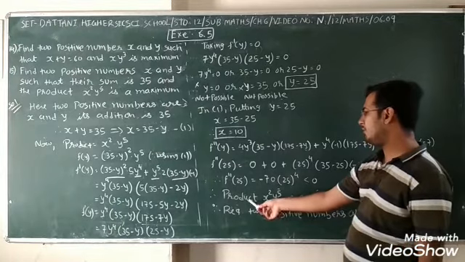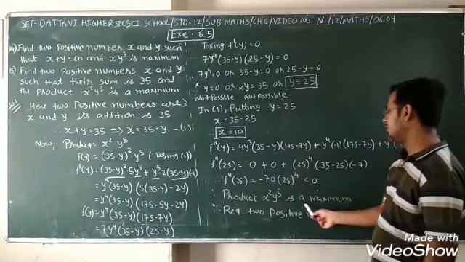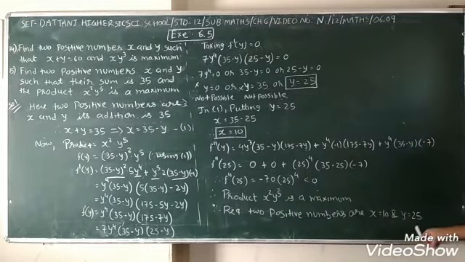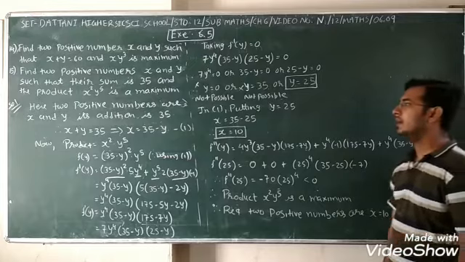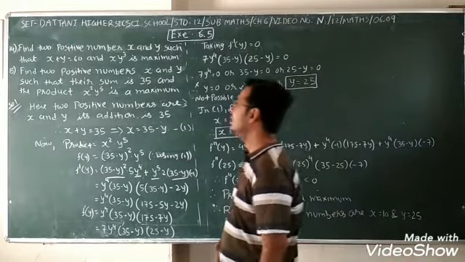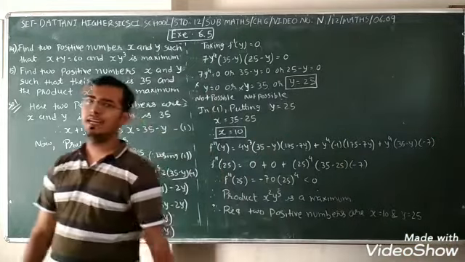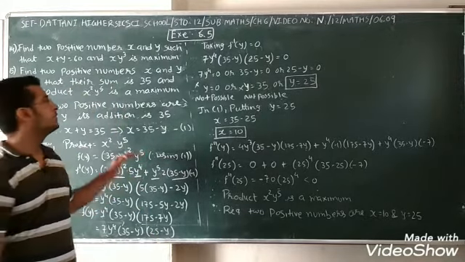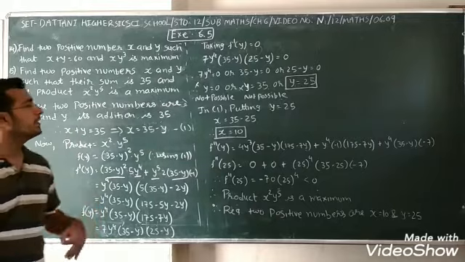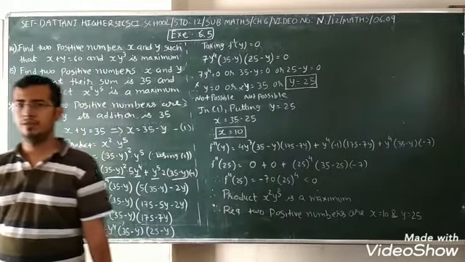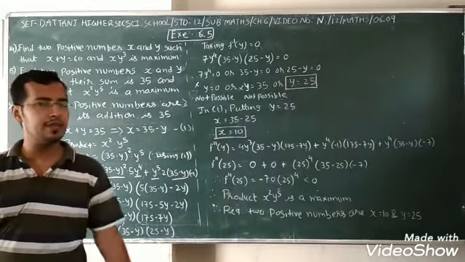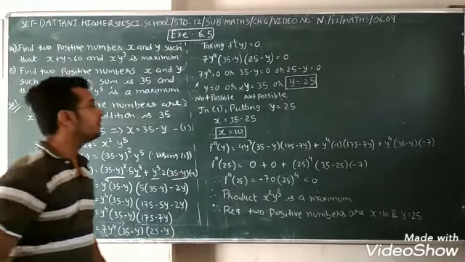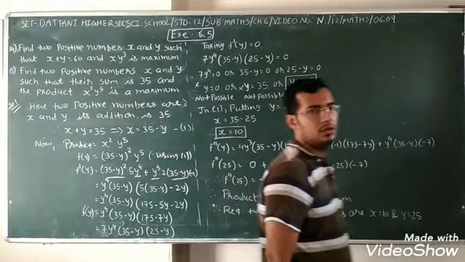It means that the product x square y raised to 5 is a maximum, and the required two numbers are x is equal to 10 and y is equal to 25. In sum number 16 there is a minimum, so you get a value greater than 0. Remaining all are the same as 14, 15 and 16. Okay, note it down. Sum number 15, try it yourself. 14 and 16, if you don't know, let me know, so we will solve.